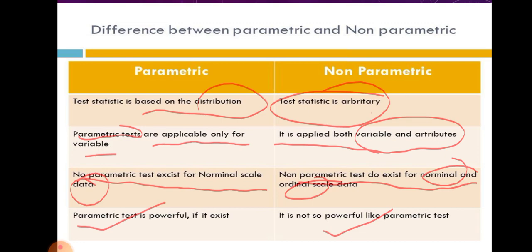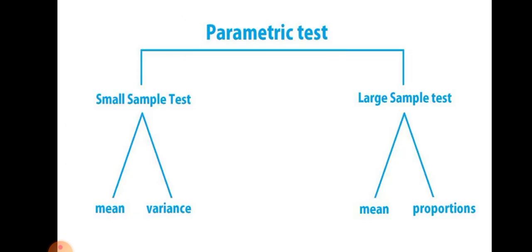You know that if a population is known, then to assume any hypothesis is as simple as compared to assuming a hypothesis in an unknown population. So it is more powerful. Parametric is more powerful than the non-parametric test. In parametric tests, for the small sample test, we look at the mean and variance. For the large sample test, we go through mean and proportion.